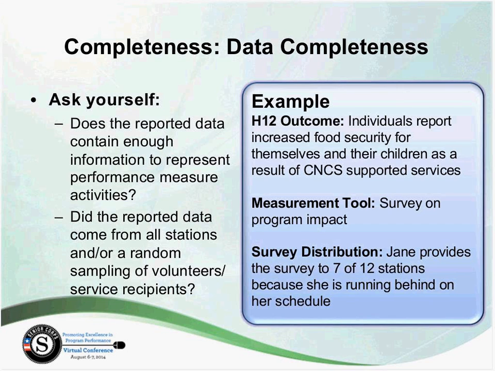So back to the earlier example about Jane and her ABC RSVP program. Jane is running behind in her schedule and only sends her survey out to 7 of the 12 stations she has identified as focusing on the food security issue. Is the data that Jane receives back from those 7 stations complete? The answer to that question is no. This is not a complete measurement of her volunteers' impact.